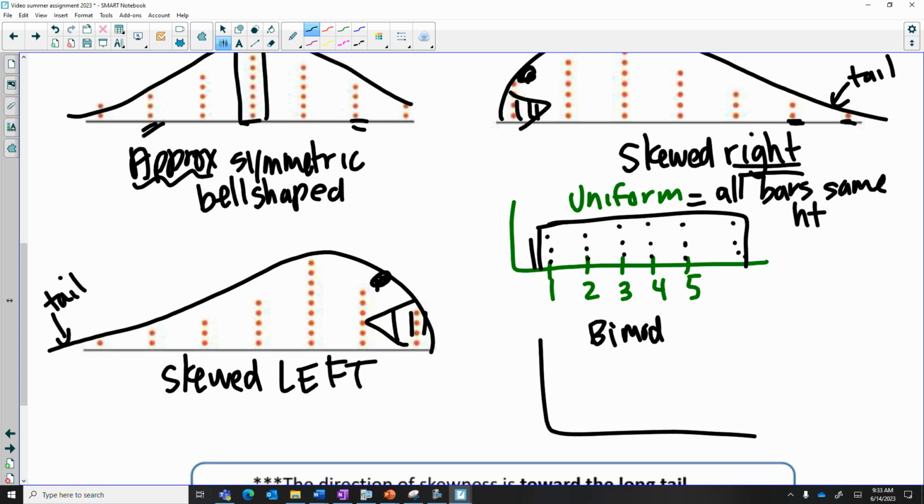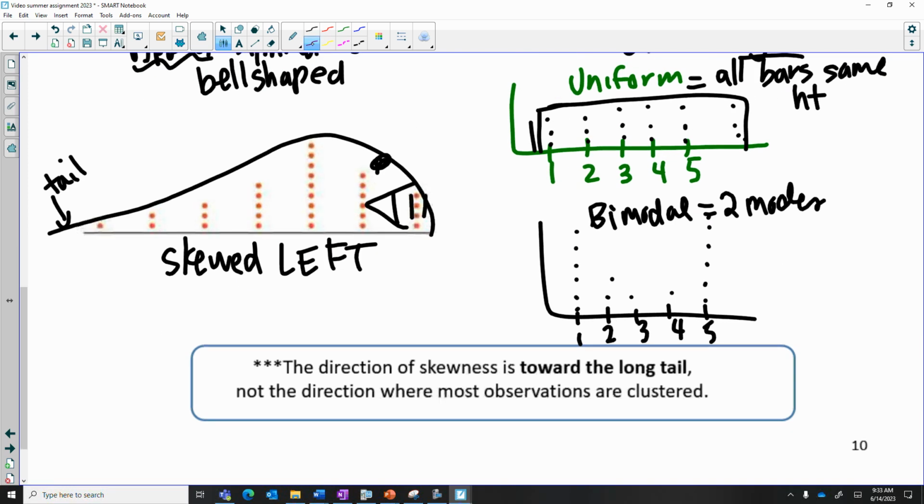And then bimodal means two modes. So that would be something like at 1, there would be 5 dots. Then maybe at 2, it would go down, 3, 4, 5. And maybe at 5, there were 5 dots. So two modes means bimodal. You see there's 2 peaks, 1, 2. 2 peaks. Okay.